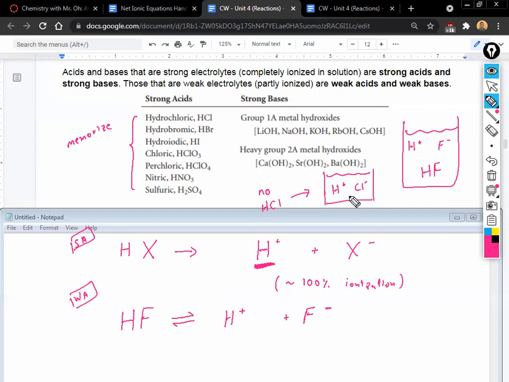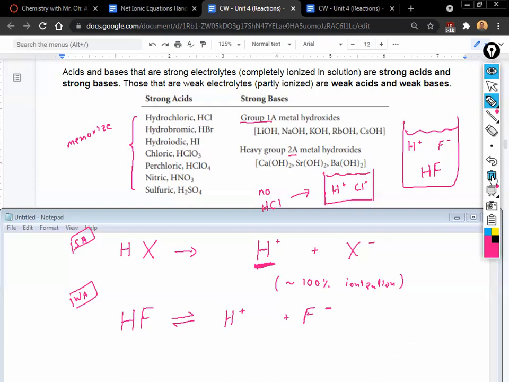You also need to memorize the strong bases. But bases I think are a little bit easier. Just look at the first column and the second column. Okay, so all the strong bases are in the first column and the second column. LiOH, NaOH, KOH, RbOH, CsOH, and then we have calcium hydroxide, strontium hydroxide, and barium hydroxide. So bases, a lot easier to remember just because they're in the first two columns.